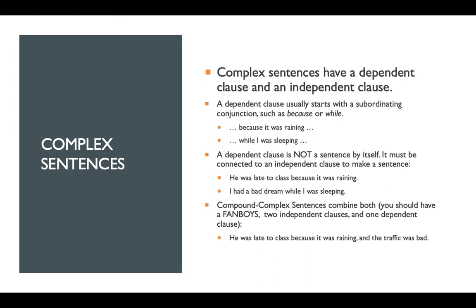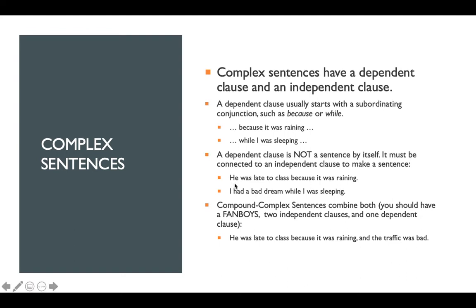Complex sentences have a dependent clause and an independent clause. A dependent clause usually starts with a subordinating conjunction, such as because or while. For example, because it was raining. This is a dependent clause. While I was sleeping. This is a dependent clause also. But a dependent clause is not a sentence. It cannot be by itself. It must be connected to an independent clause in order to make a sentence.